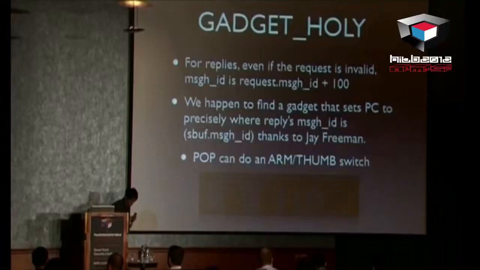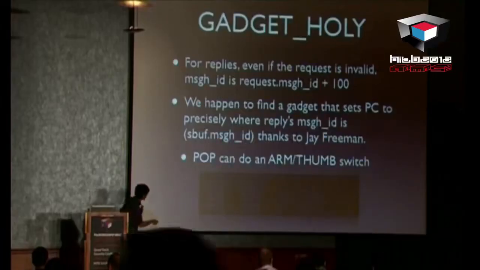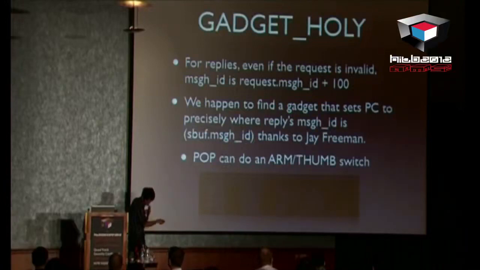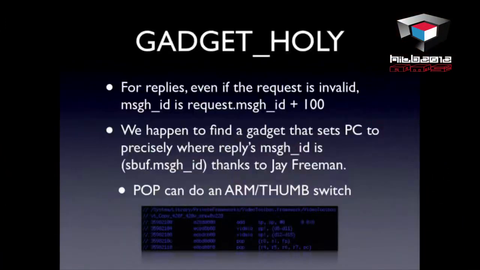It adds A to the SP, then loads a bunch of stuff into floating point registers and double precision floating point registers, which take up a lot of space. And then it pops some more registers, and it pops a bunch of registers and PC at the end. And pop can do an ARM thumb switch. So whatever we put where we pop PC, we can switch into thumb mode from ARM or whatever we want.